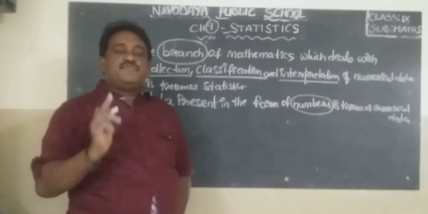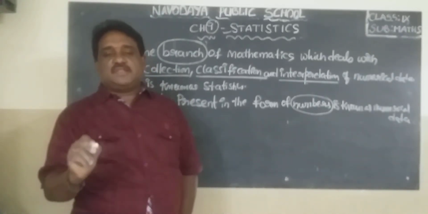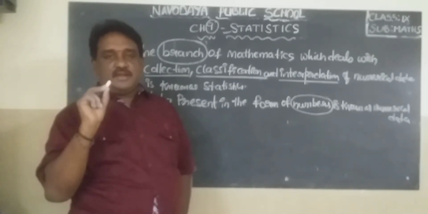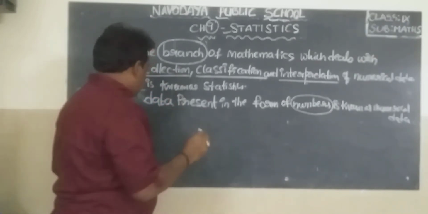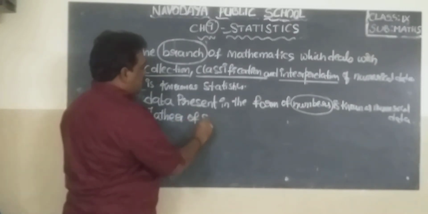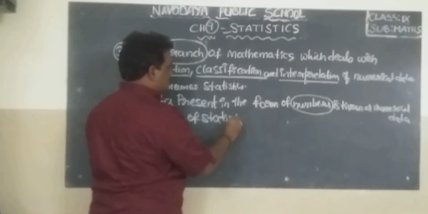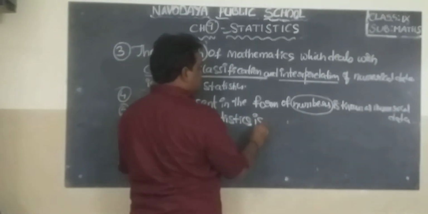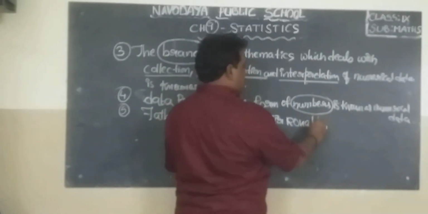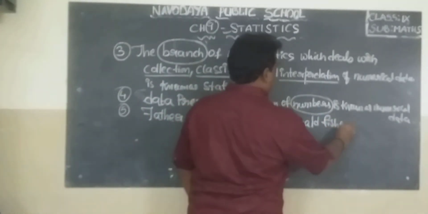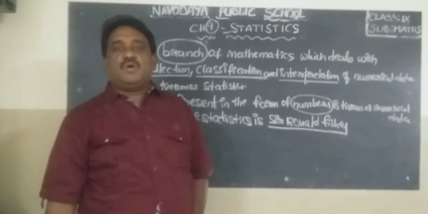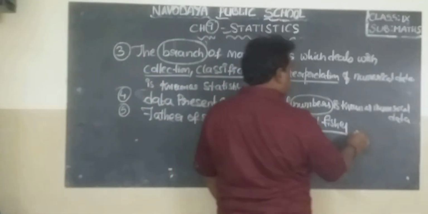That is the fourth point. Fifth point, who developed statistics? Question for you. Who is the developer of statistics? Like father of statistics. Father of statistics is Sir Ronald Fisher. The name of the mathematician, Sir Ronald Fisher. He is the developer of statistics. Father of statistics, Sir Ronald Fisher, British mathematician.